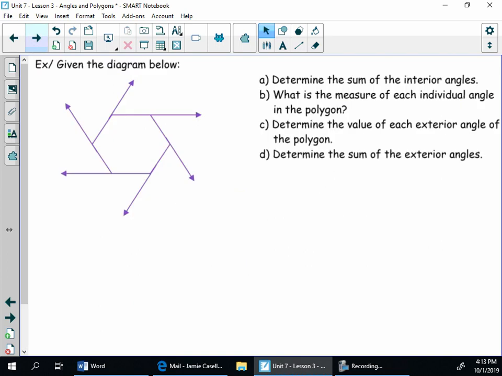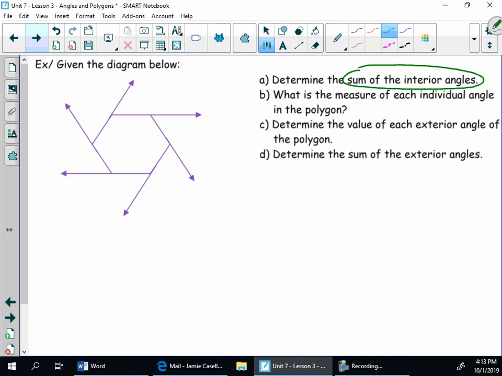Given the diagram below, determine the sum of the interior angles. So fancy math words. In other words, what does the inside add up to? Well, I know how to do that by counting my sides. 1, 2, 3, 4, 5, 6. Okay, 6 sides. Take away 2 is 4. 4 times 180, that's my triangle work, is 720. So the whole thing has to be 720 degrees.